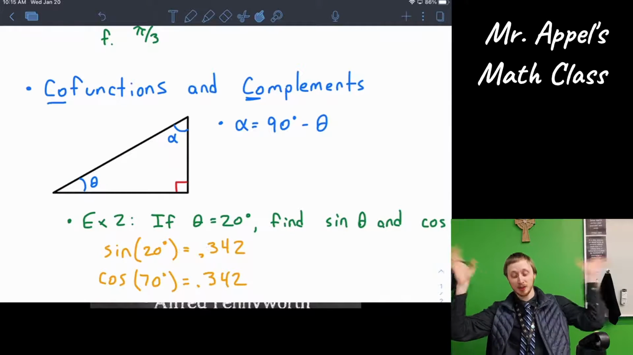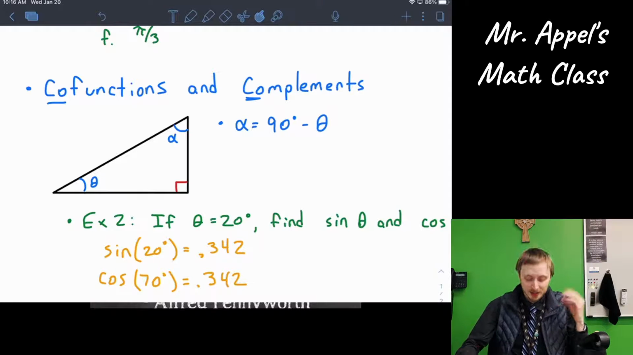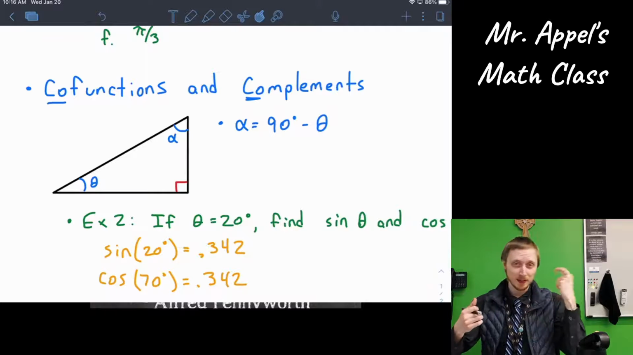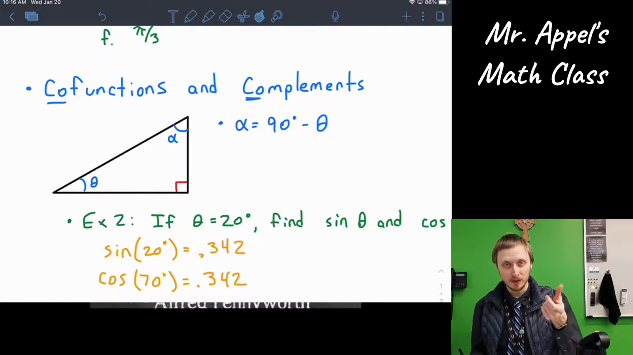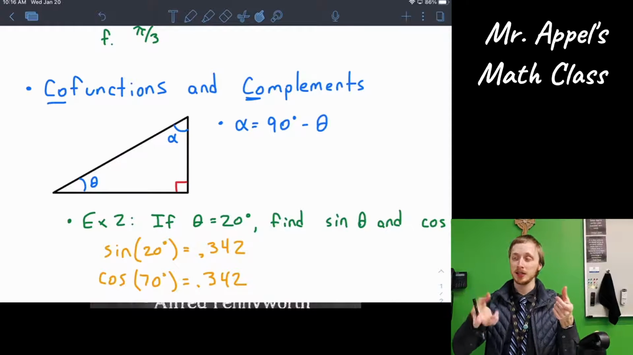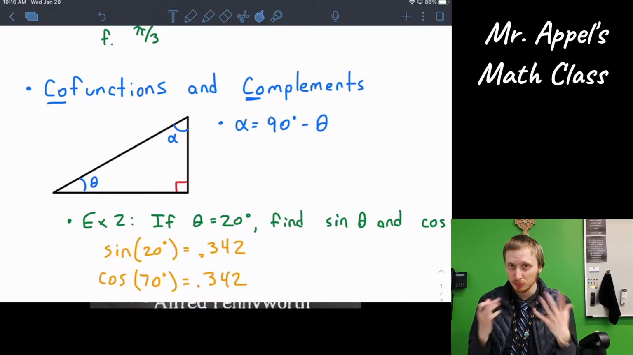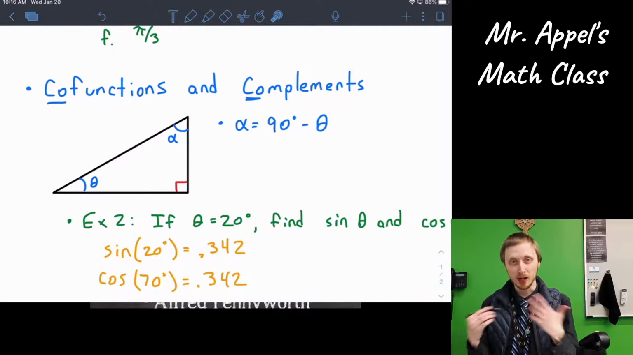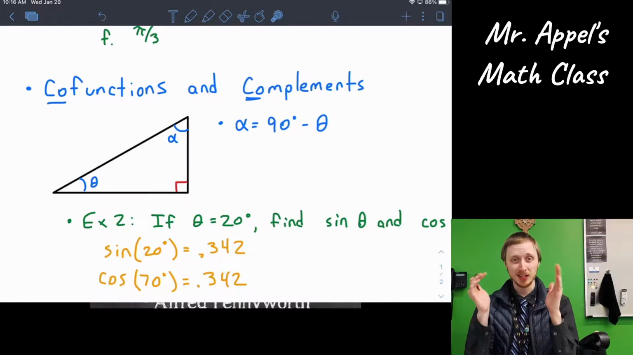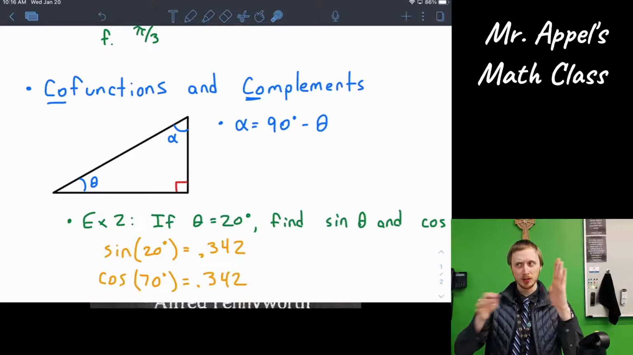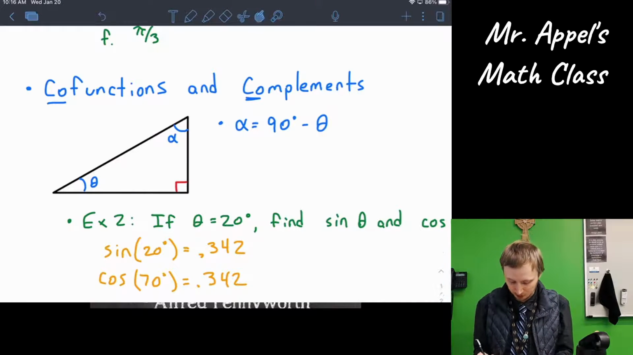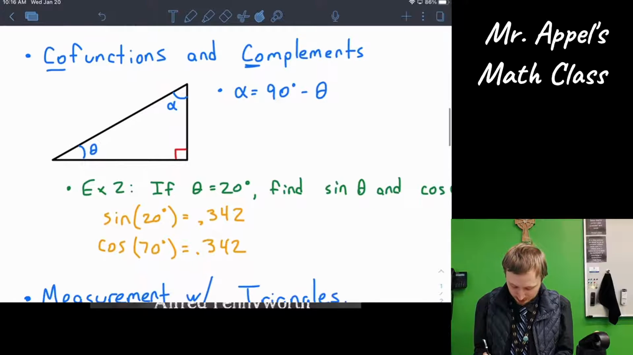Anyways, so that's cofunctions and complements, right? Sine and cosine, secant and cosecant. So if you find the secant of an angle, you can find the cosecant of the complement to that angle, and you will get the same thing. So there you go. Cofunctions are just the functions of the complements of the angle. And when we get to the graphs, you will see that they look exactly the same except shifted over. Kind of cool.